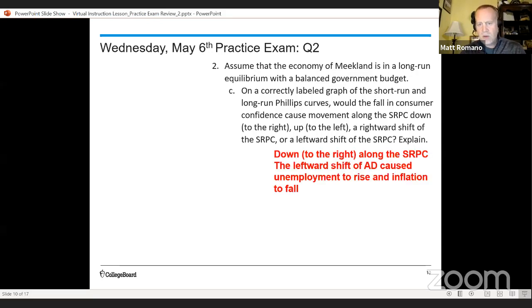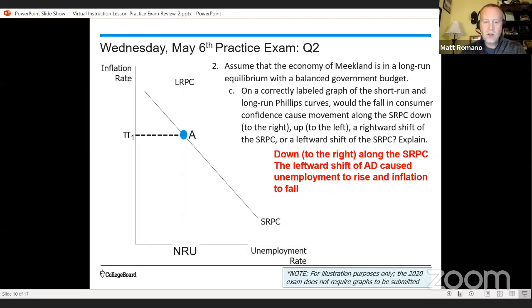We're going to move down and to the right along the short run Phillips curve. And to explain that, again, connect it back to ADAS. We had a leftward shift of aggregate demand. That's going to cause unemployment to rise. It's going to cause inflation to fall. And as a result, here we are on the short run Phillips curve. We're going to move from point A, which was our long run equilibrium, down and to the right to point B, where the unemployment rate is higher and the inflation rate is lower.